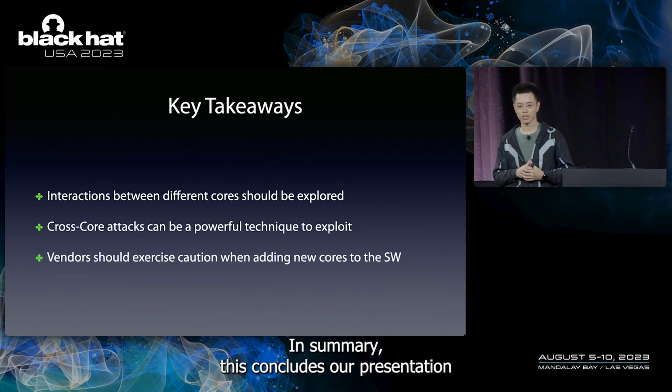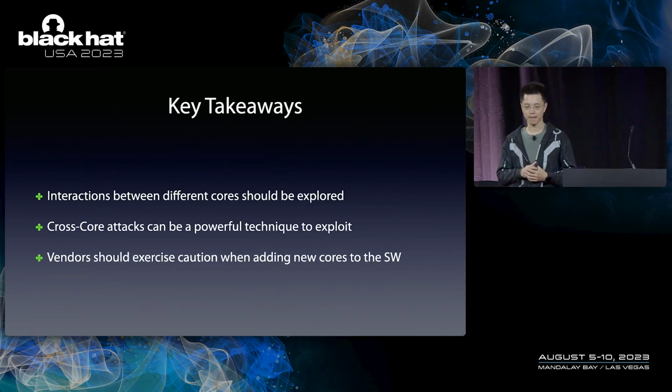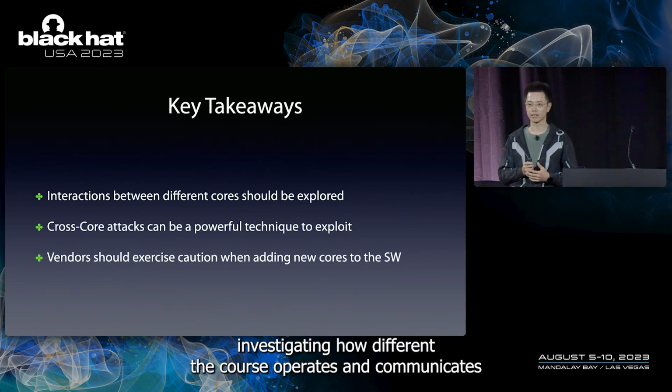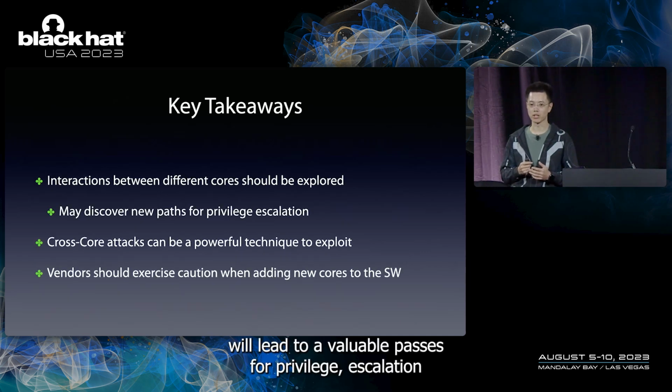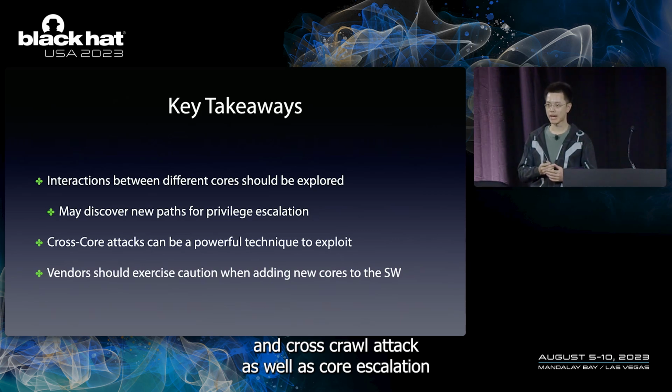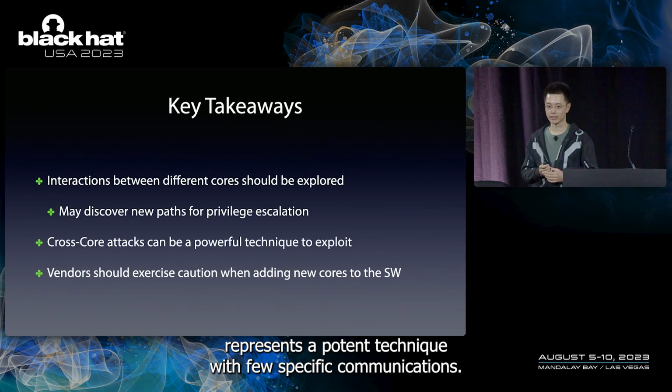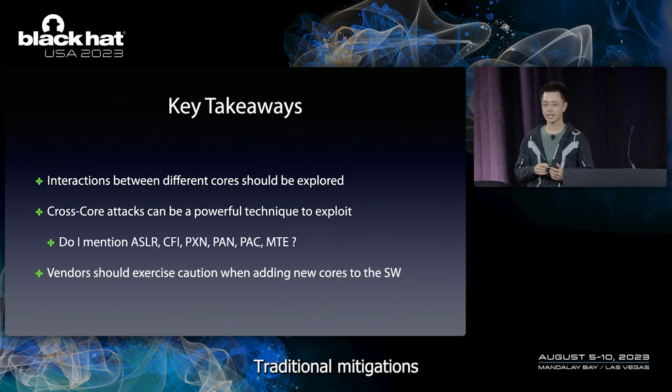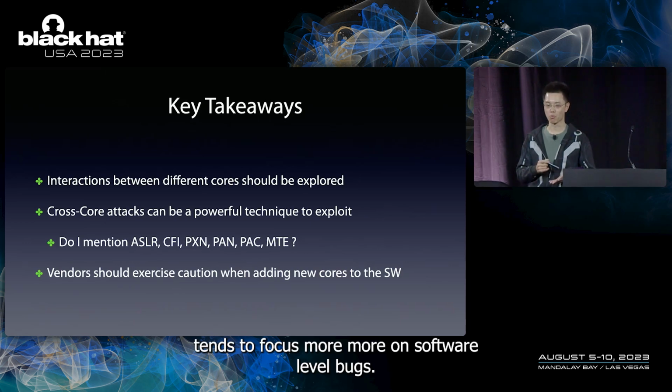In summary, this concludes our presentation. For security researchers, investigating how different cores operate and communicate will lead to valuable paths for privilege escalation. And cross-core attack, as well as core escalation, represents a potent technique with few specific mitigations. Traditional mitigations tend to focus more on software-level bugs.